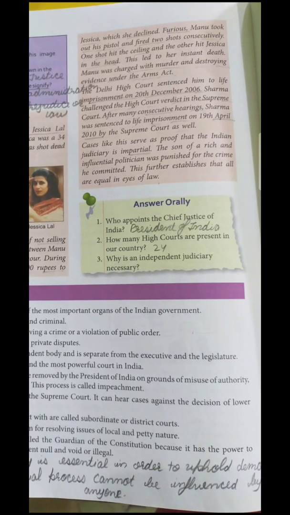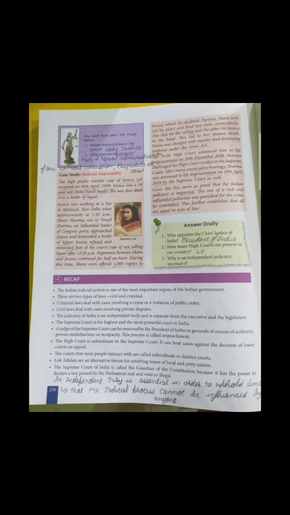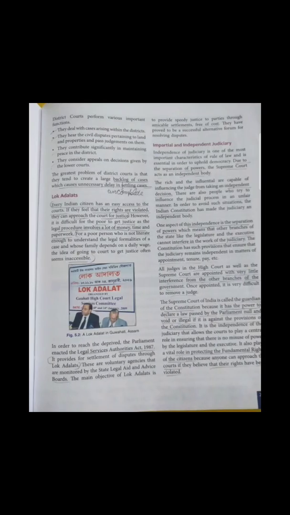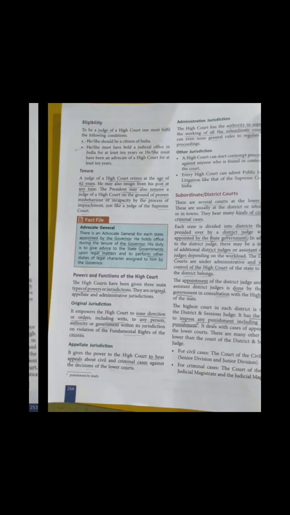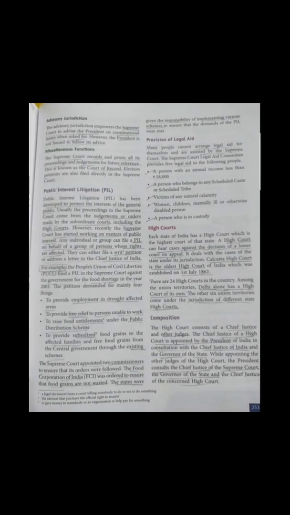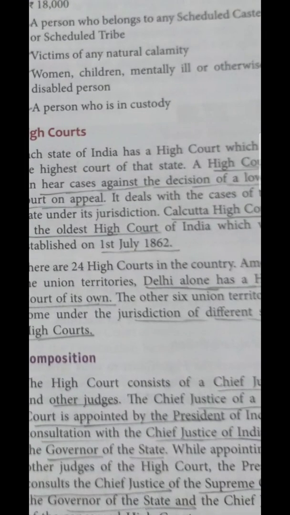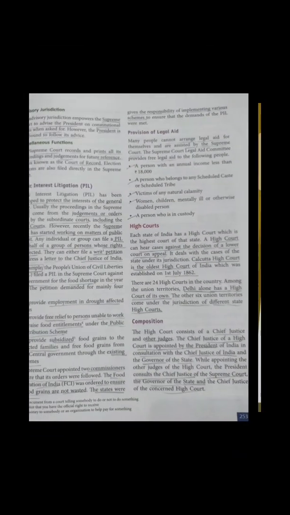Okay, so here are the questions given. Firstly, we will read down the question and after that answer them. The first question is related to who appoints the Chief Justice of India. Definitely the Chief Justice of India is appointed by the President of India. The second one is related to how many high courts there are in our country. We had already discussed this when we read the high court part. So definitely there are 24 high courts in our country.